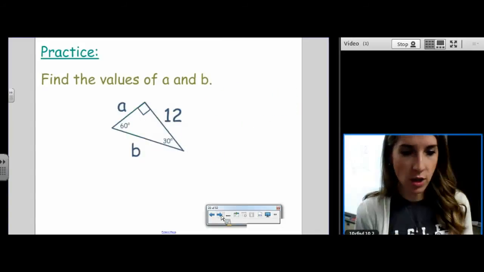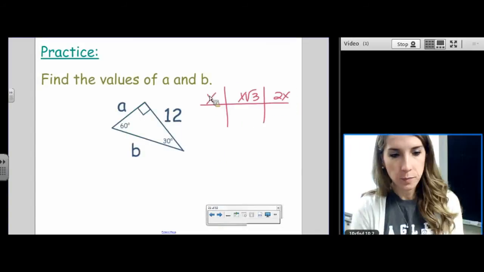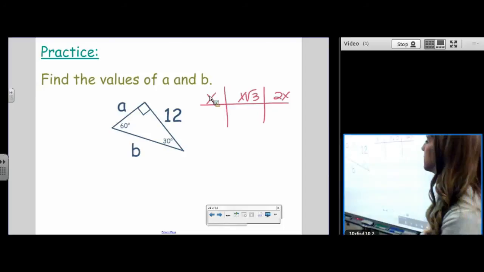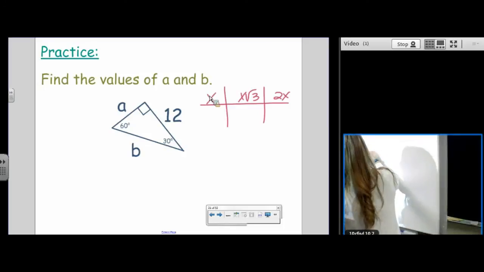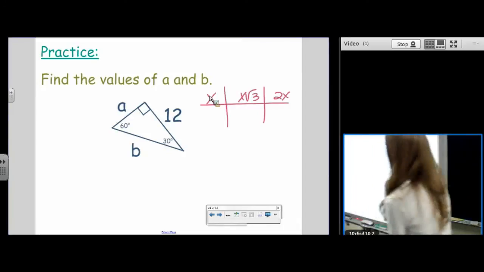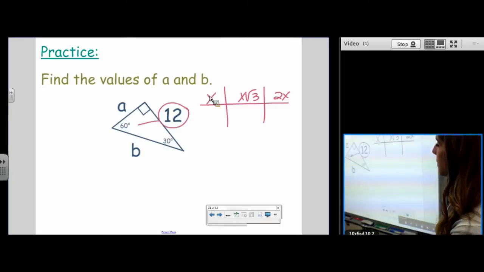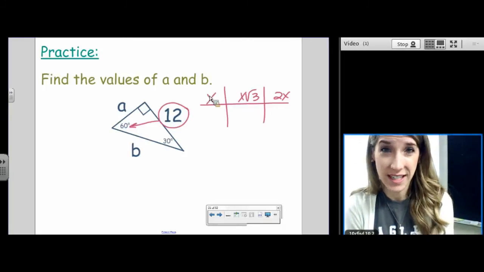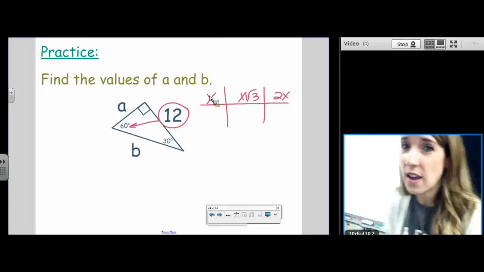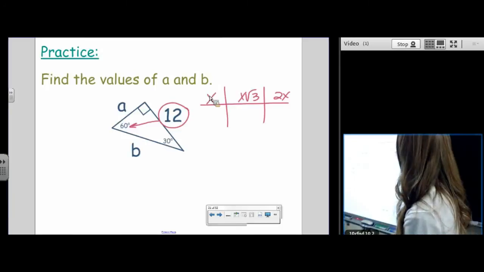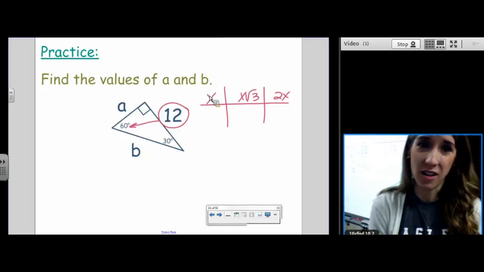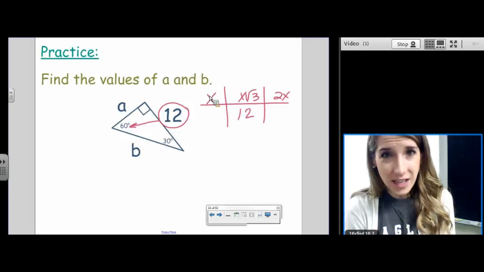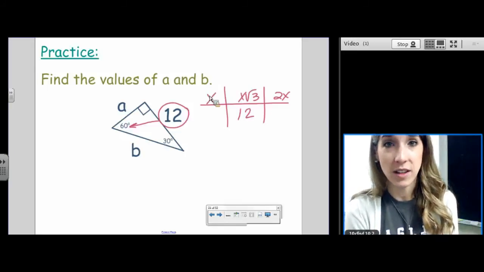I'm going to give you a minute to try this one. So I told you to ask yourself every time, what do I have and what angle is it across from? Unfortunately, we have an integer across from 60. This is our least favorite situation because the 12 goes in the 60 column. We don't like it when there's an integer across from 60, but we can handle it, okay?